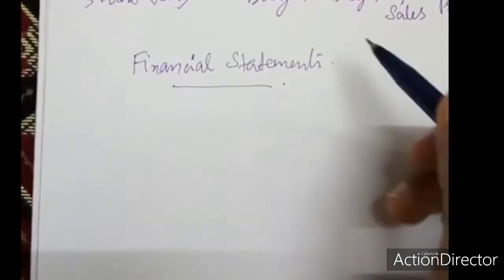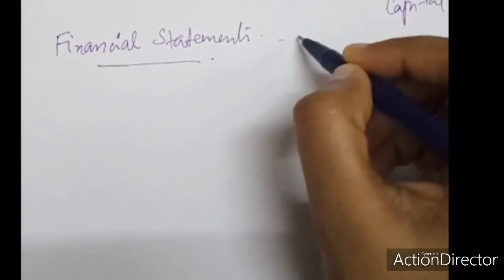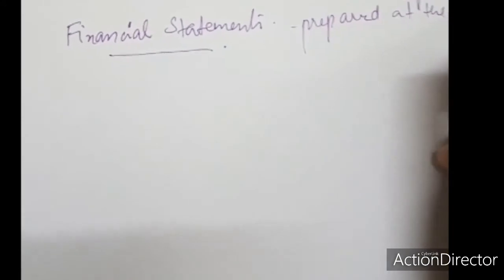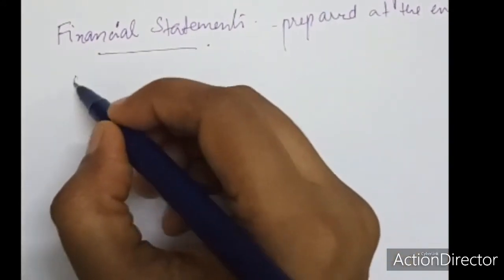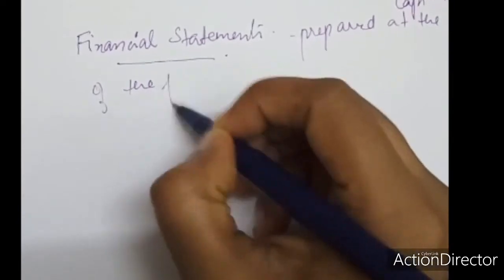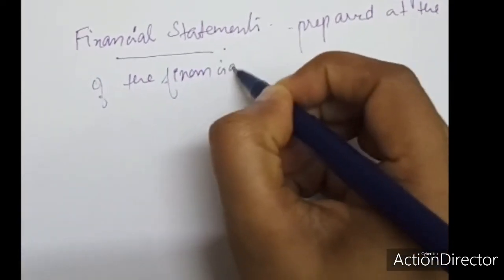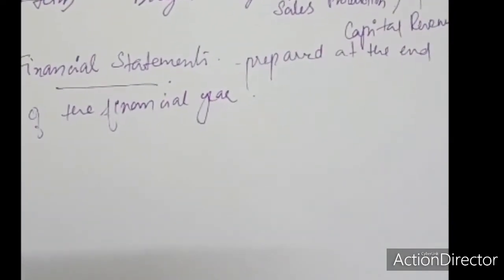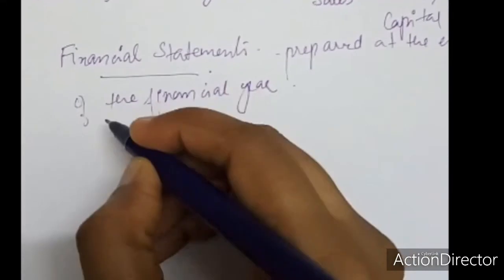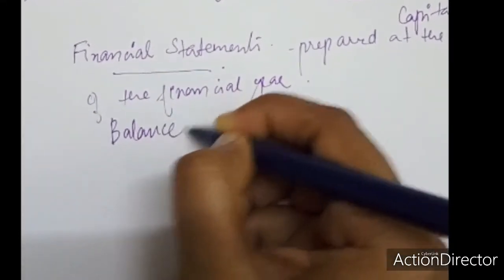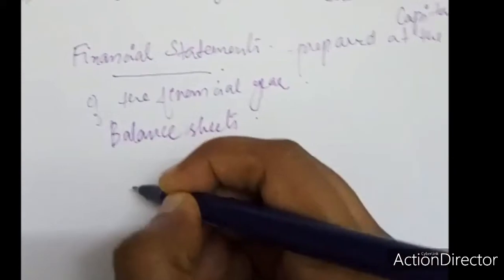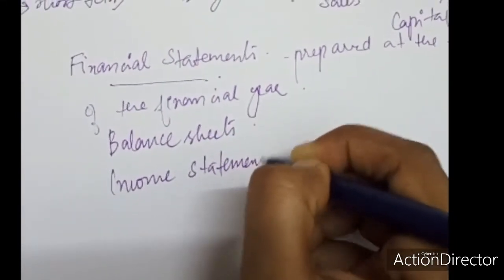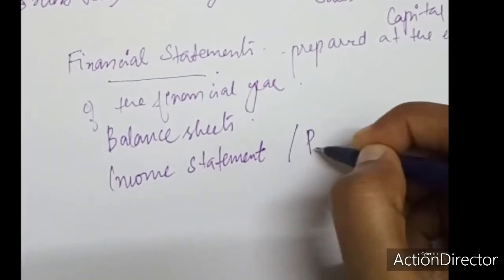So financial statements are prepared at the end of the year, or a financial year, to assess the various financial activities. Now the main financial statements are balance sheets and income statement. Income statement or profit and loss account.